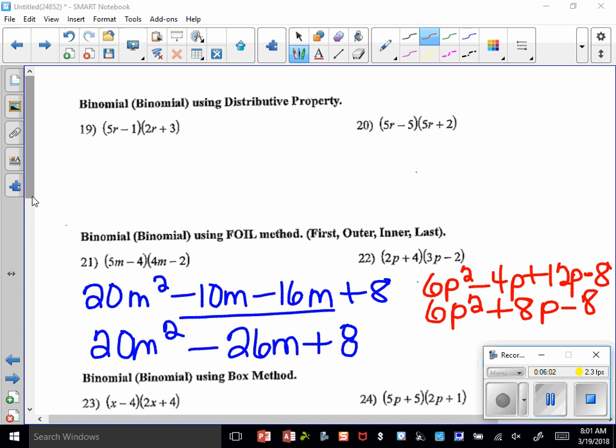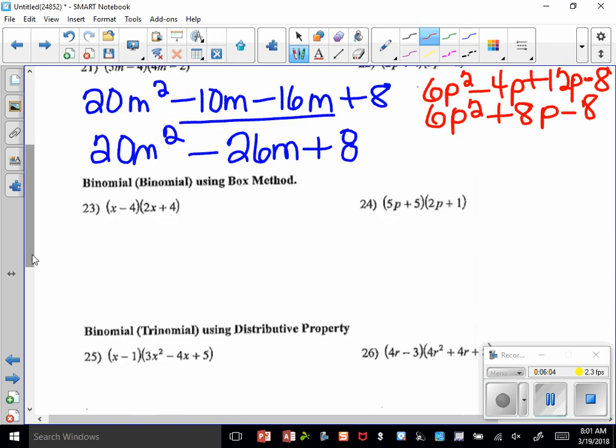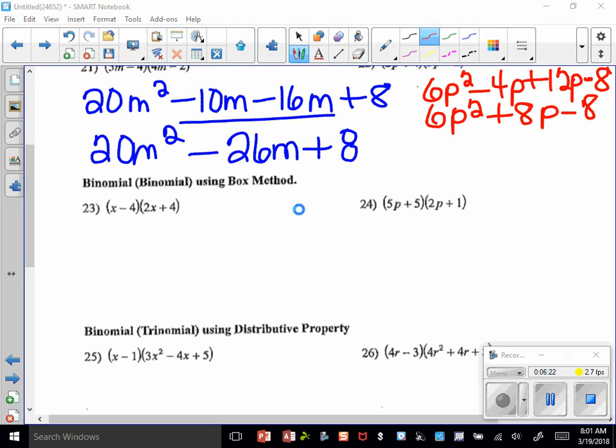All right. Okay, guys, so we're going to move along. There's another method called the box method. So instead of doing it horizontally, you could actually put it in a box. If you want to look that up, that's fine. I tend to just stick to the FOIL method, because it's just really using the distributive property.